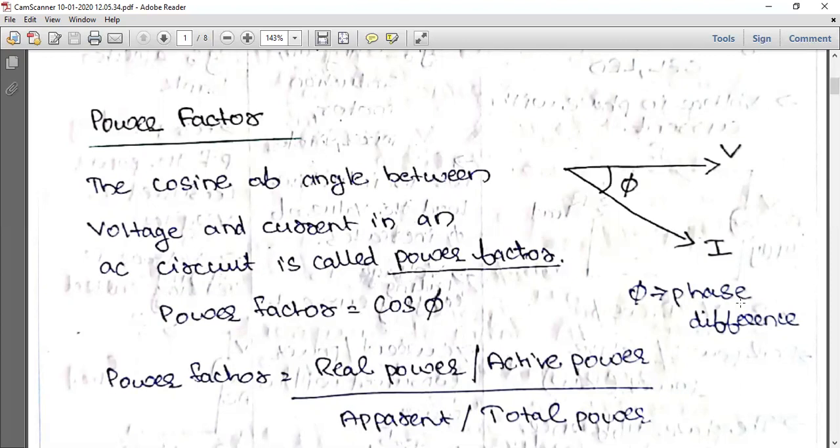Only in an AC circuit do we have this concept of power factor and phase difference, because in DC there is no phase difference, so there is no point in talking about power factor, right?